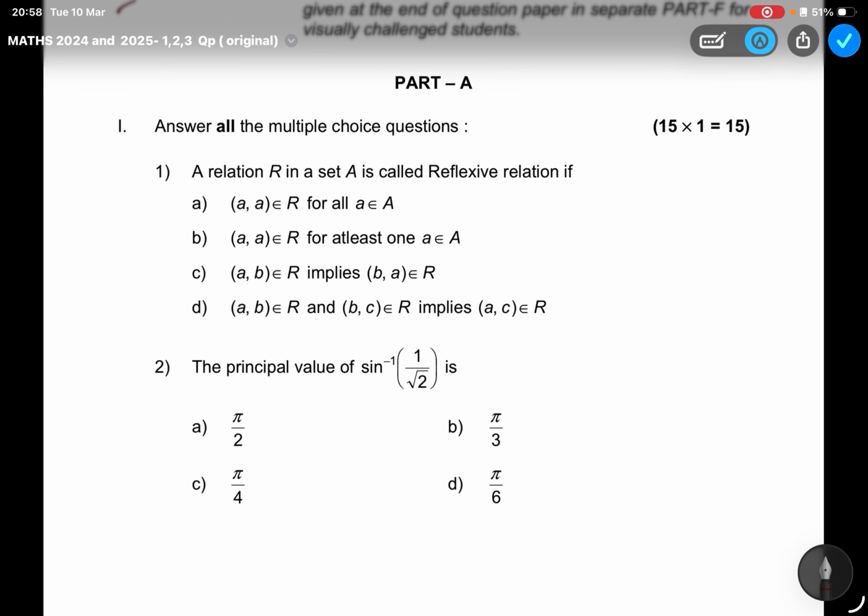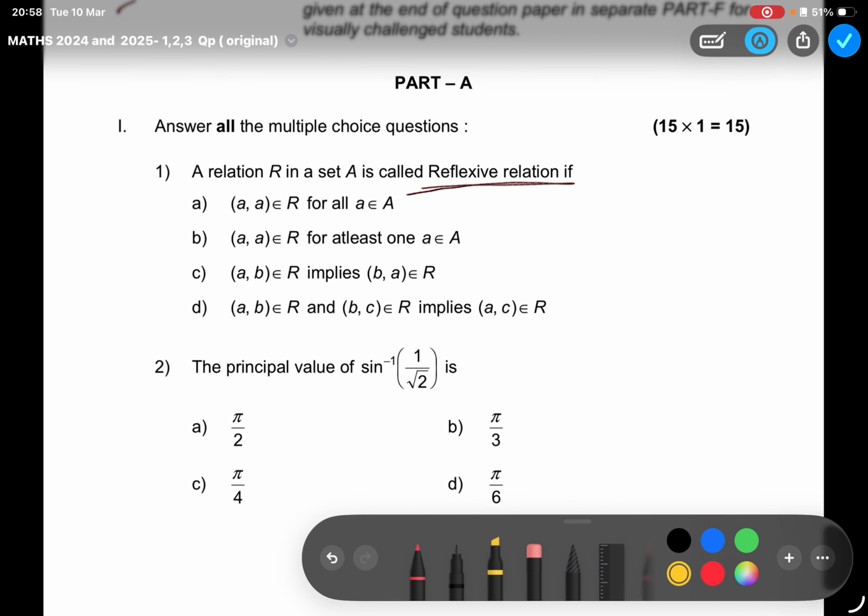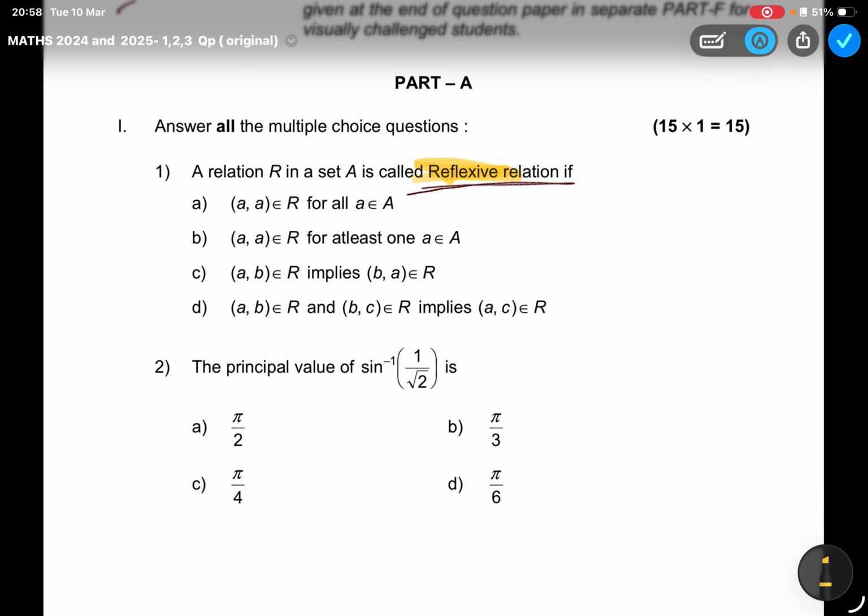So now I will start with the first question. Here they are asking the definition of the relation, that is, the reflexive relation. You know already, if a belongs to A, and a is related to a itself, then it is called a reflexive relation.